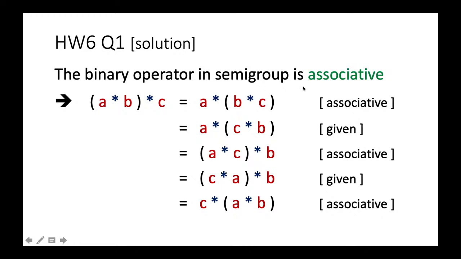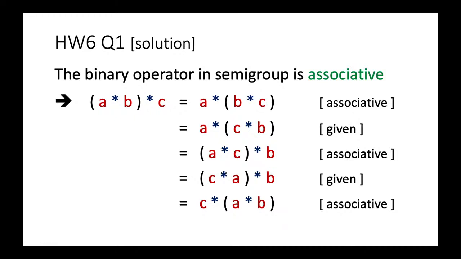From the given assumption, we know that B times C is equal to C times B, so we can replace this one by this one. After that, because this is a semi-group, we can rearrange the bracket, so we have the bracket of A times C times B. Then A times C is equal to C times A, from the given condition. Finally, we regroup the bracket, and we get the term on the right hand side.